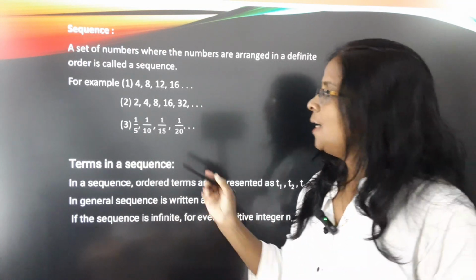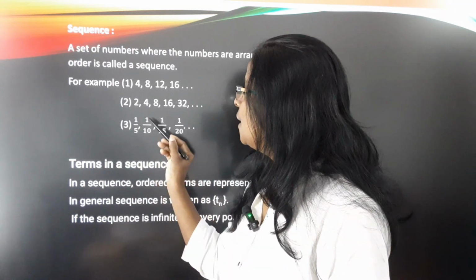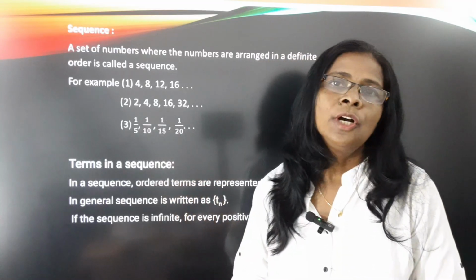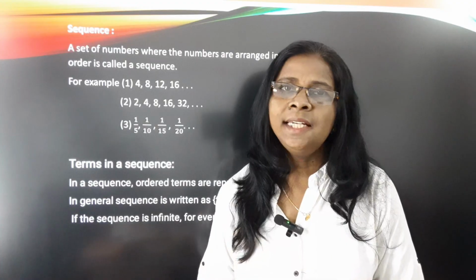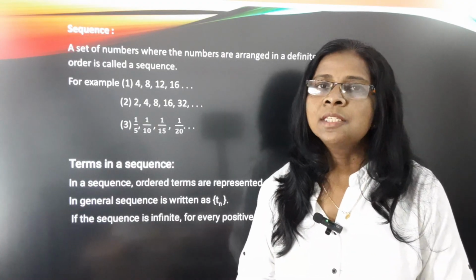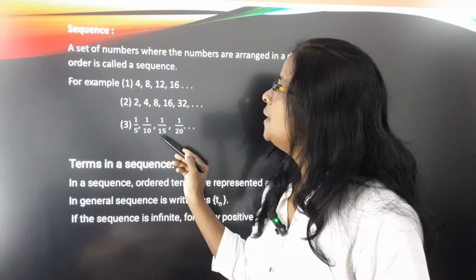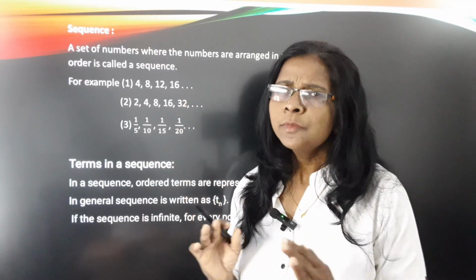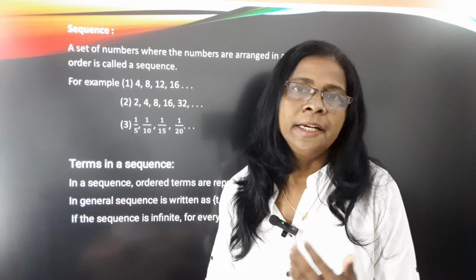Okay students, and the third one is 1 upon 5, 1 upon 10, 1 upon 15, 1 upon 20. Here also there is a definite arrangement of the series of numbers, and that means we call this a sequence. Okay students, now get this problem: what is a sequence and how can we define it?